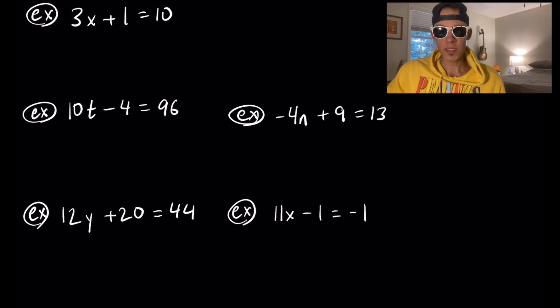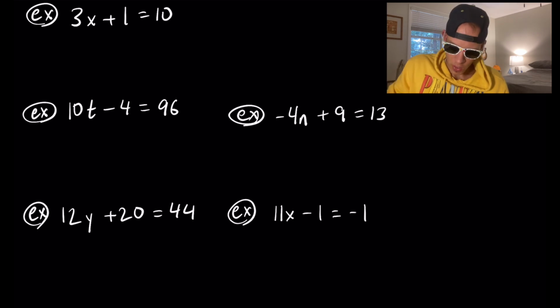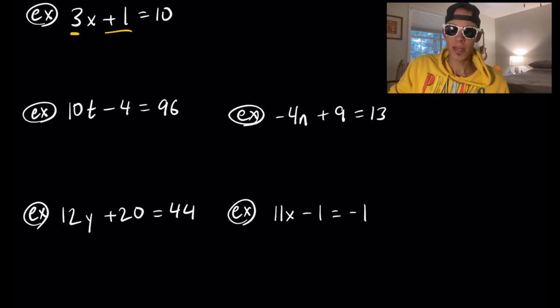So now that we got one-step equations down, let's add an extra step and do two-step equations. Now the way that we want to do these, and remember the key is to undo what's being done to the variable. So if we look at this first example, 3x plus 1 equals 10, I see that we're doing a few things to the variable. We are adding 1 to it, and then we're also multiplying it by 3. So what do we undo first?